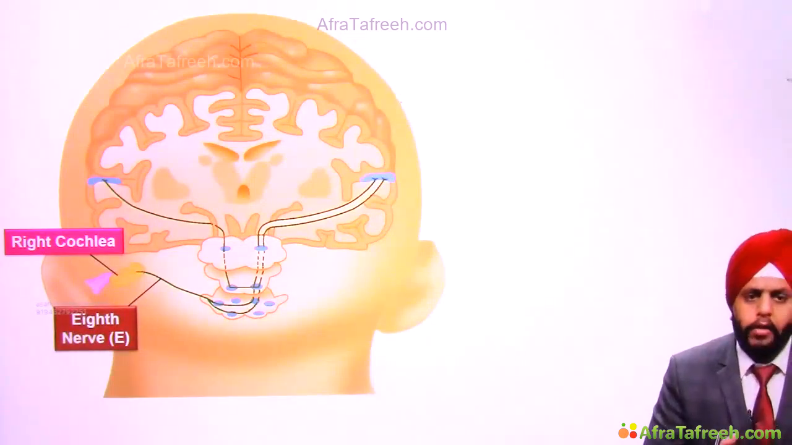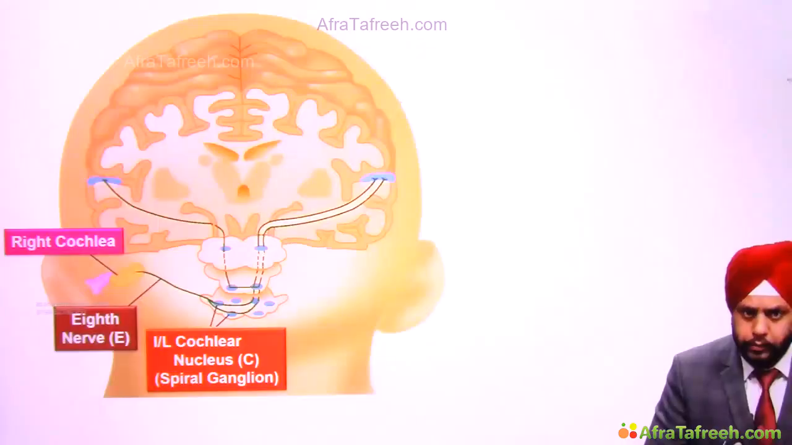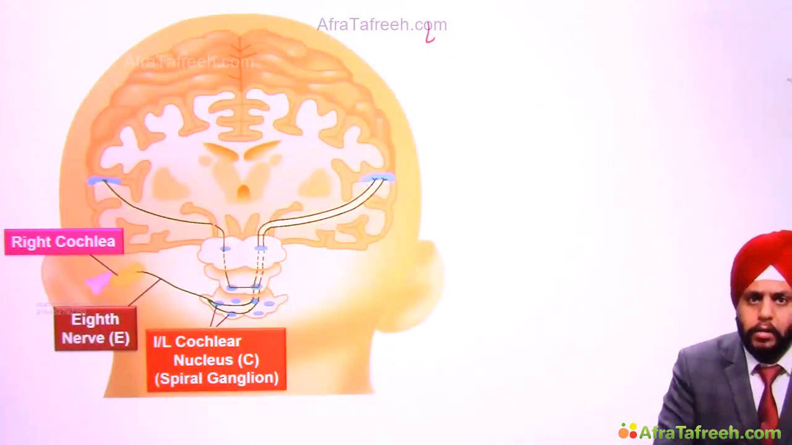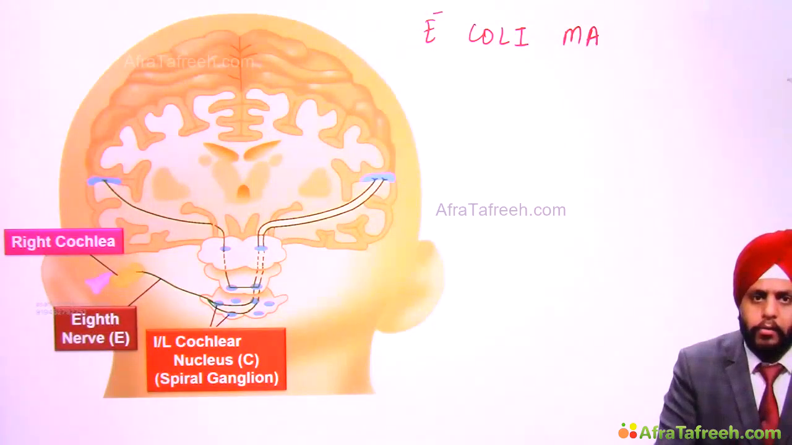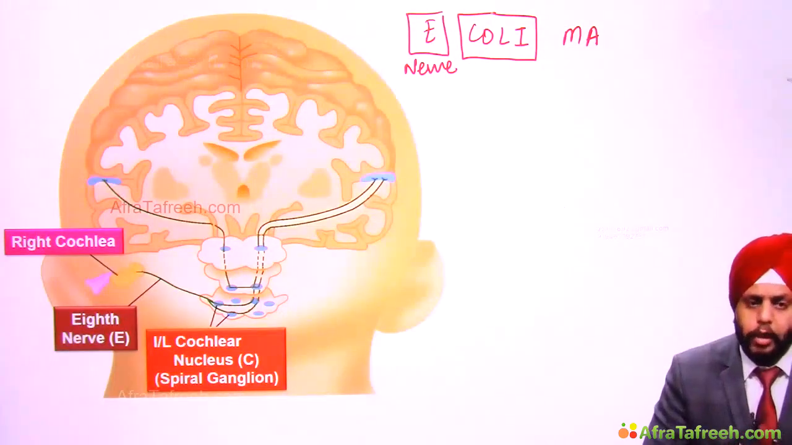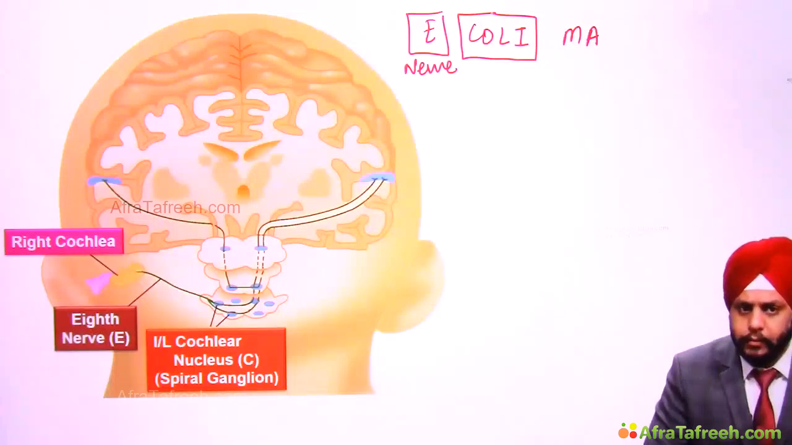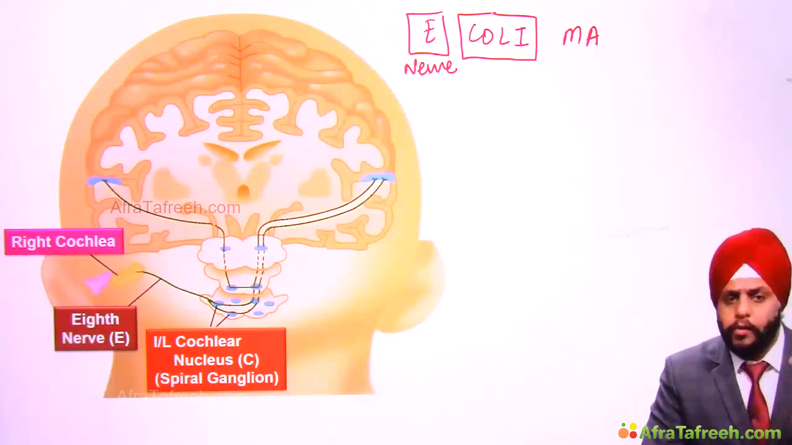From here it goes to C. C is cochlear nucleus. So E is the nerve, the eighth nerve, and C is the cochlear nucleus. Now remember, the cochlea is a spiral structure, so therefore its nucleus is also spiral. So the nucleus is also known as spiral ganglion. Cochlear nucleus is also known as spiral ganglion.